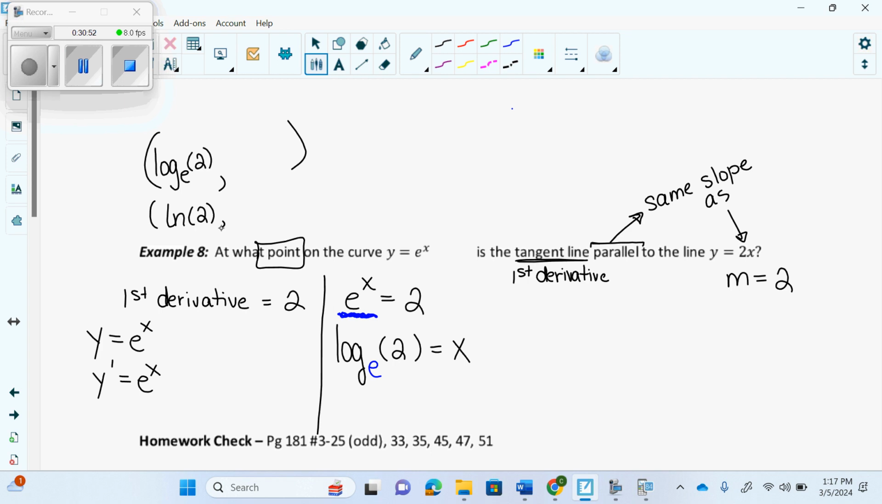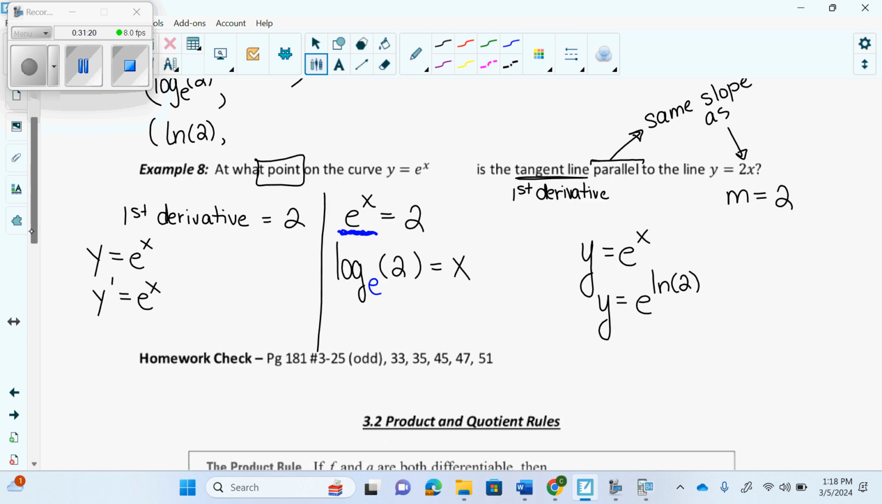ln. How do I get the y? Plug it back into where? The original, because I'm trying to get a coordinate on the original. So I'm going to get y equals e to the x, but x now is ln 2. Do you remember this rule from 30-1? ln 2 is the same as log base e of 2. We agree? That is a true statement. So I could write this as e to the log base e of 2.